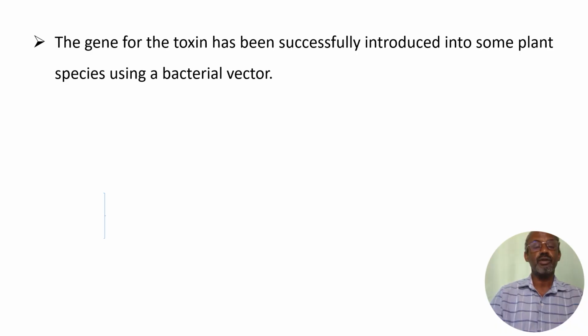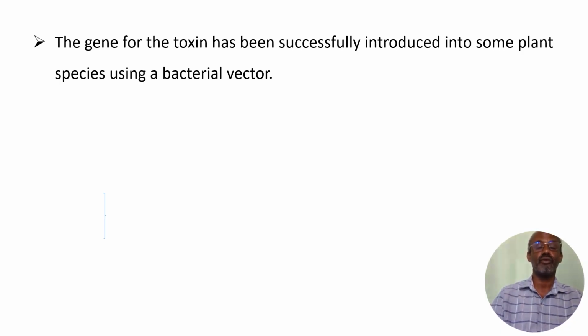The gene for the toxin has been successfully introduced into some plant species using a bacterial vector. I will tell you about which bacteria is being used as a vector later on in our lecture, of course. Yes, bacteria can be used. One bacterium, known as Agrobacterium tumefaciens, is a genetic engineer bacterium that can insert this plasmid into a plant cell. It sends it from the cytoplasm to the nucleus, you see. Therefore, scientists are using this bacterium as a vector so that genes can be inserted into plant tissues.